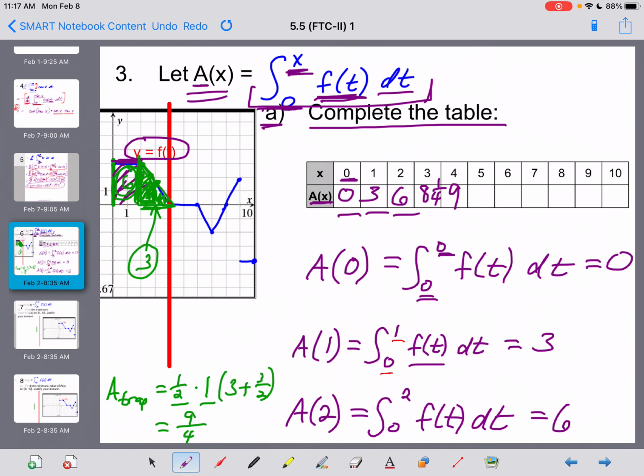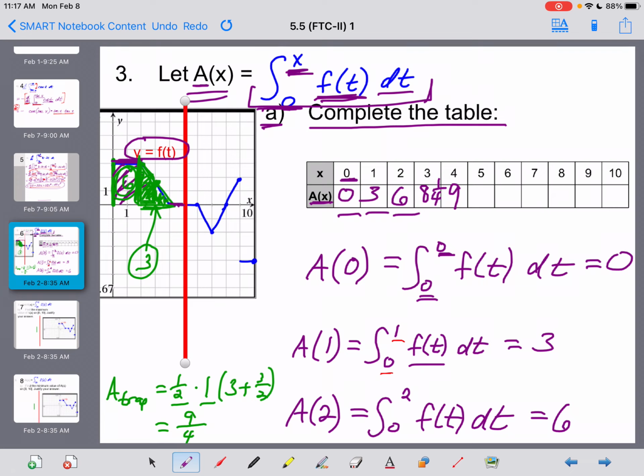Okay, what happens next? Kind of interesting. We slide this thing over to 5, and what have we gained or lost? Absolutely nothing. This function rides the x-axis here for a while.